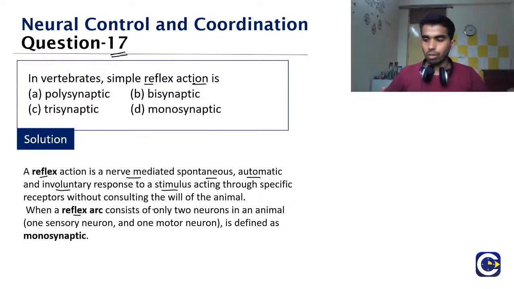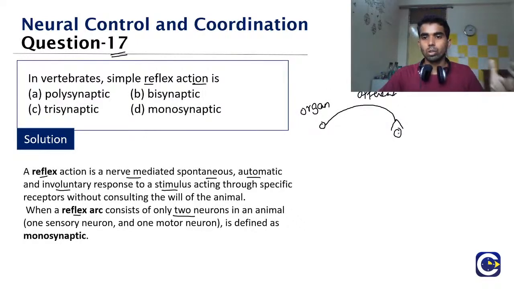And the simplest reflex arc contains only two neurons. You need only two neurons for the simple reflex. What are those two neurons? One neuron will take the sensory signal from the organ. This is the afferent neuron, and the second neuron that you will need is the efferent neuron. This is the efferent neuron.